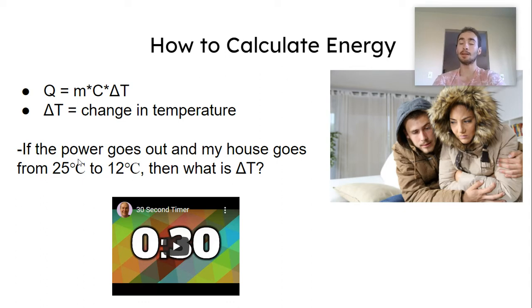I'll give you a hint. Positive and negative does matter. Okay, so you should have noticed, since my house went down, and you do 25 minus 12, 13, but since it got colder, you'll know that it's negative. So the change is negative 13 degrees because it got colder 13 degrees.